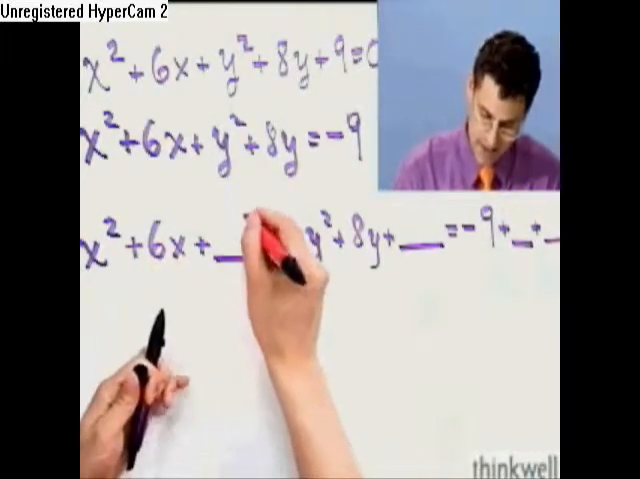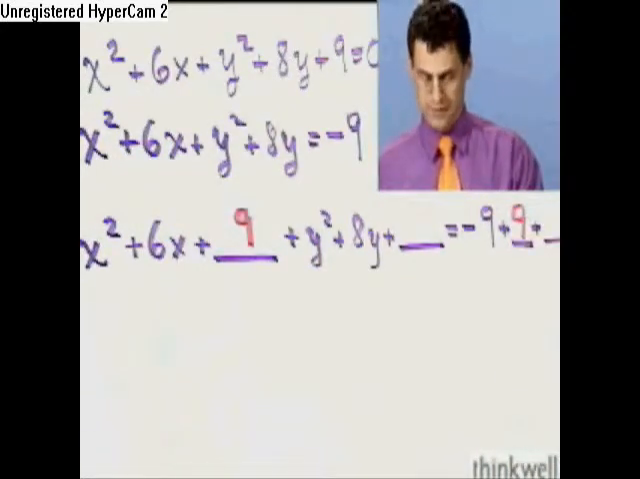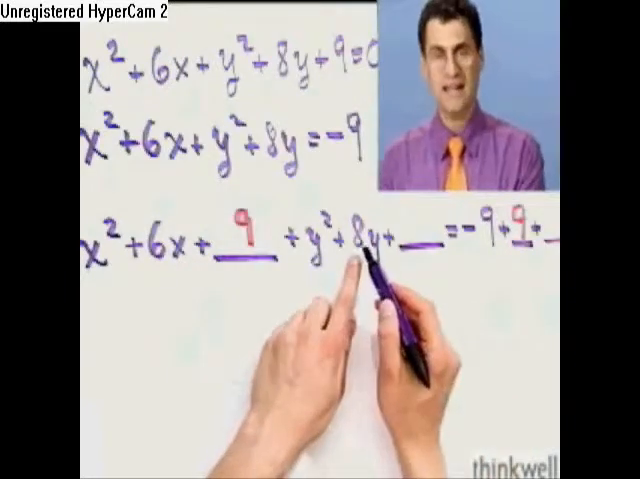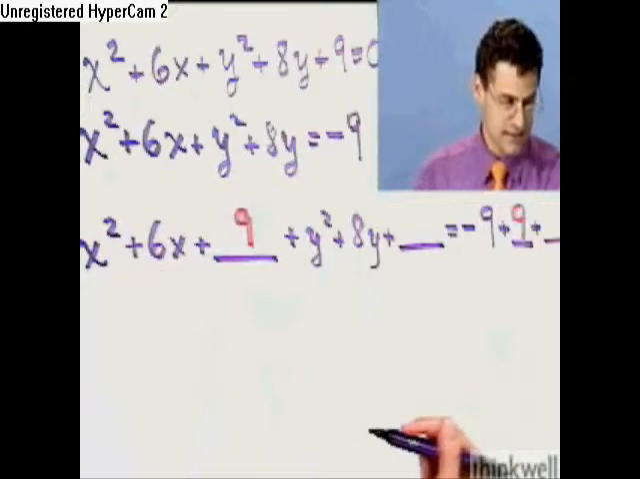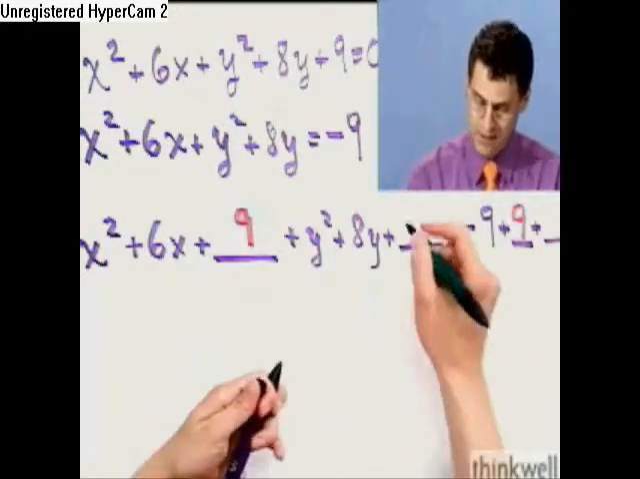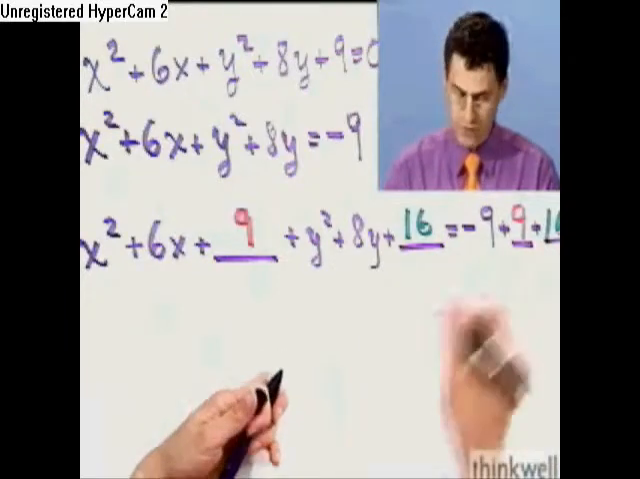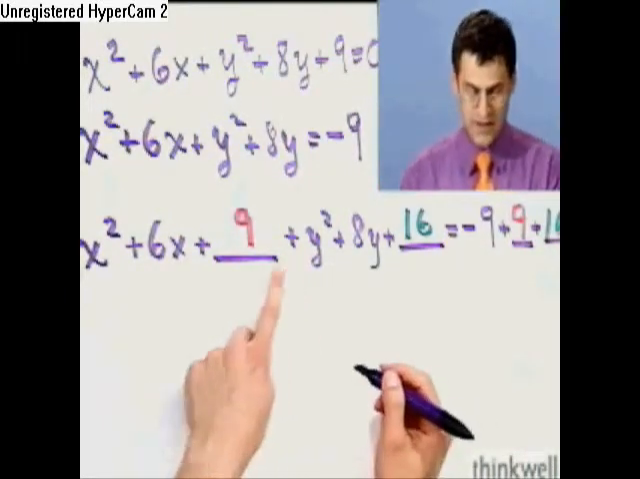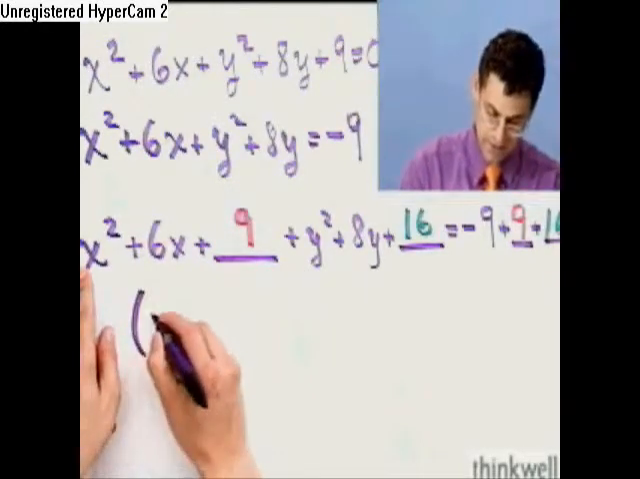So I add 9 here, and thus I have to add 9 on the other side in order to keep the equation true. I do the same thing here. I look at 8, take half of it and get 4, and then square 4, and I get 16. And that's the term I add here. Now, if I add 16 to both sides, I don't change the truth of this equality. It's still equal. But now, look what happens. This should factor to be a perfect square. And in fact, it does.